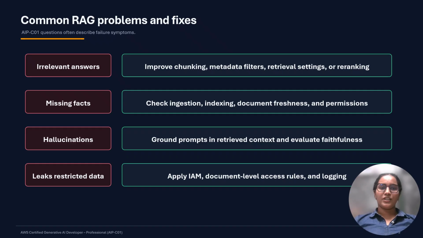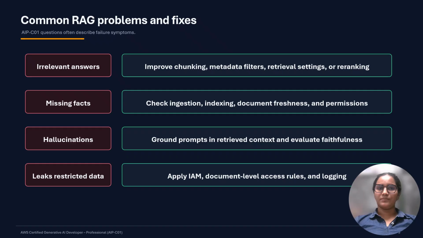If the model hallucinates, make the prompt rely more strongly on retrieved contents and evaluate groundedness or faithfulness. If restricted data is exposed, the issue is not the model's creativity. It is an access control and governance issue, so you should apply IAM, encryption, logging, and document-level access rules where appropriate.